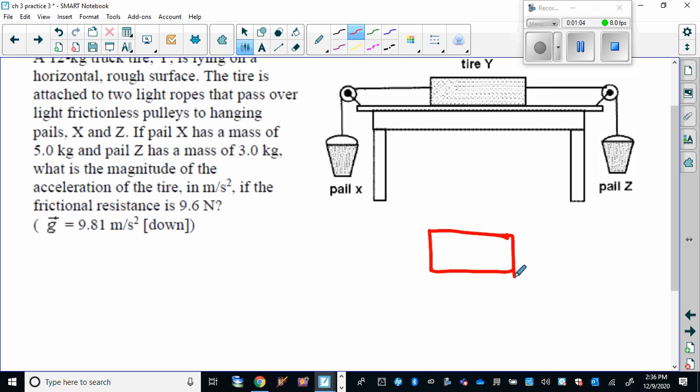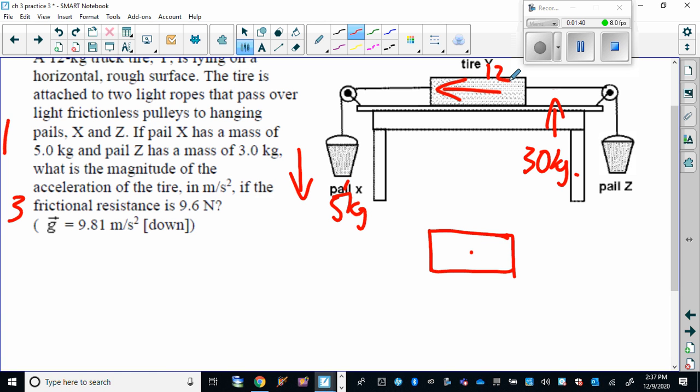So if pail X is 5 kilograms and pail Z is 3 kilograms, then obviously X is going to go down, Z is going to go up, and the tire is going to move in this direction. So our free body diagram for this, well, this mass here will actually be 5, 12, and 3. So that's actually going to be 20 kilograms that we're dealing with because that's the mass of the entire system.